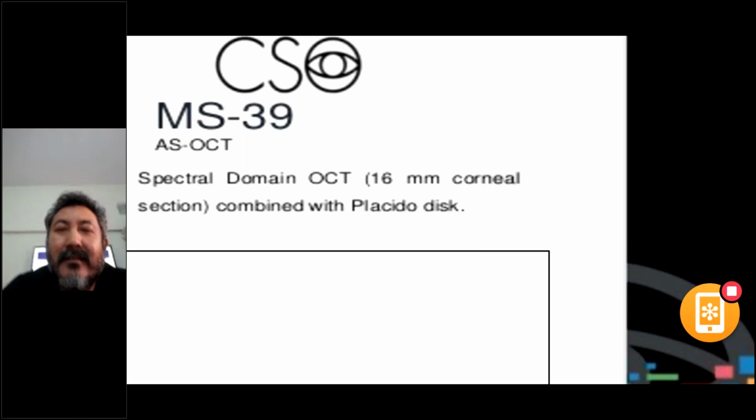I have a question regarding the principle of this machine. Basically, these machines work on the Scheimpflug principle, right, sir? Hello, sir, are you there? I'm here. The Scheimpflug principle takes lots of photographs across all the axes.